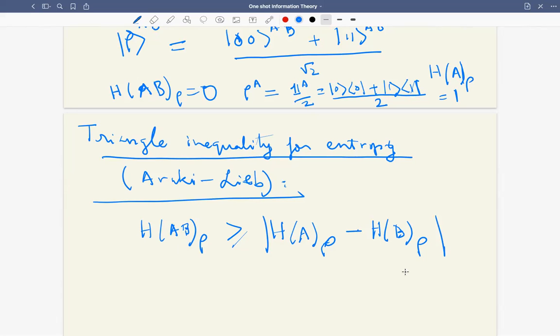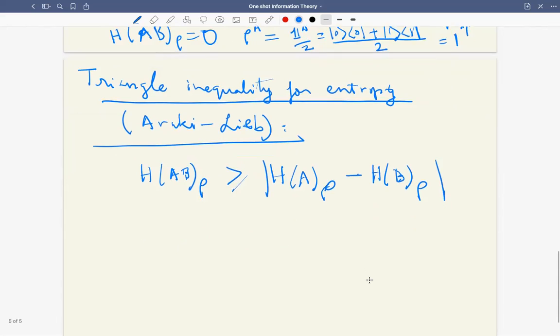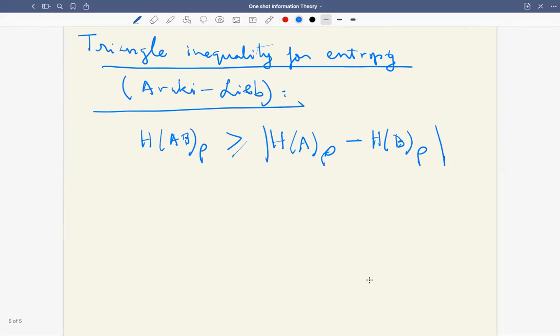Just abstract. Is this clear? So for any pure state, of course, the entropy of AB will be 0. And then I also know that if I look at its two subsystems, they should have equal entropies.